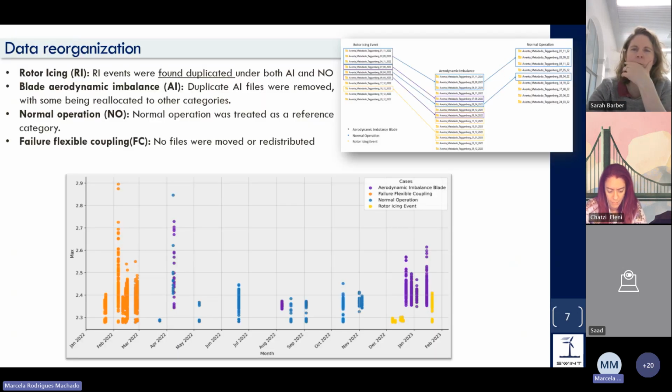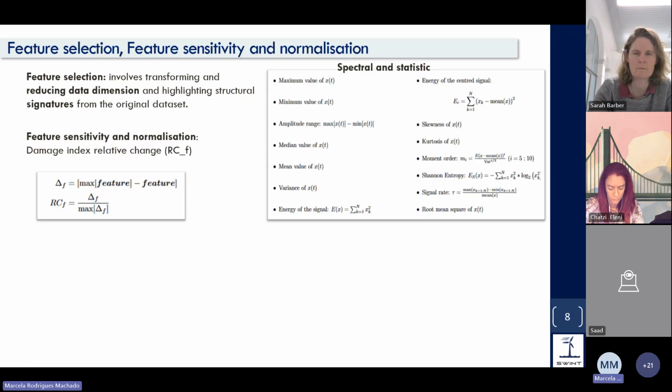The next step was reorganizing the data set, because we found some duplicated data in the data set available, so it remains untouched. The failure correlated with the coupling, and the normal operation we didn't change, and the failure related with icing balancing and rot icing, the duplicated one, we just relocated following the chronology of the data sets provided to us.